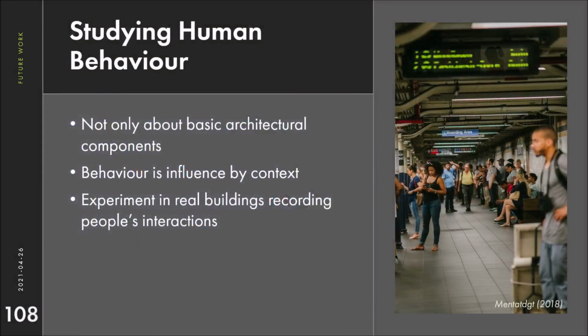The second direction is to study how human behavior relates to architectural conditions. It's not simply testing how a wooden wall might affect people's behavior against a concrete wall. It depends on the context. For example, passengers may use a solid wall as a place to wait in a railway station, but that same wall may also be an obstruction for passengers looking for their platform. A good study would be conducting experiments with real people in existing buildings and recording how they interact with them.